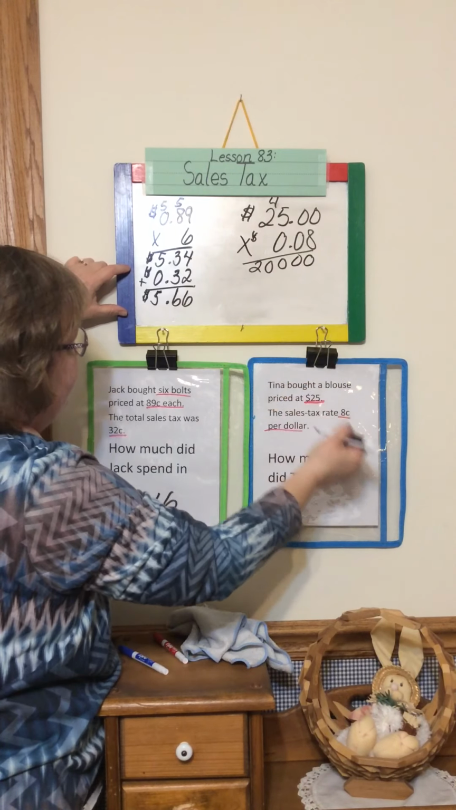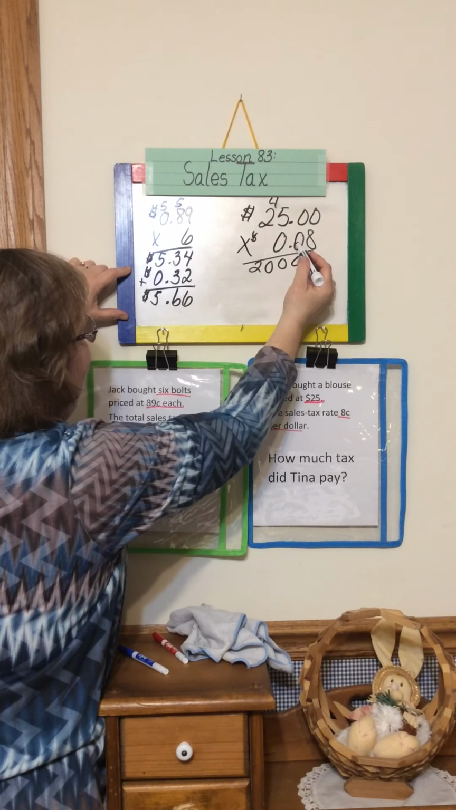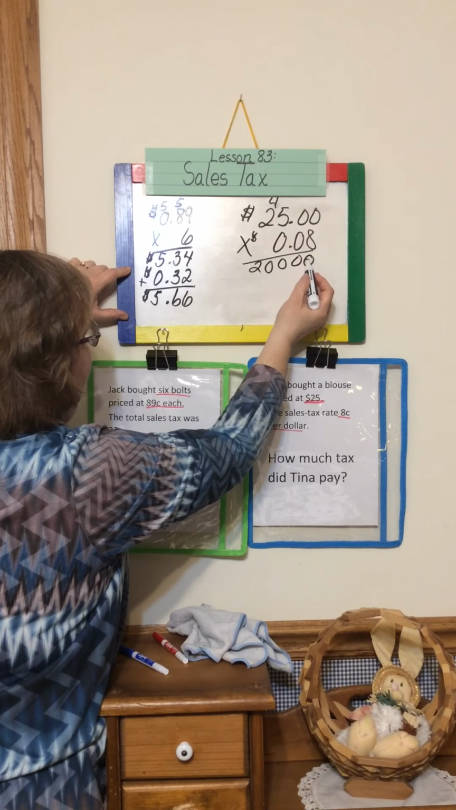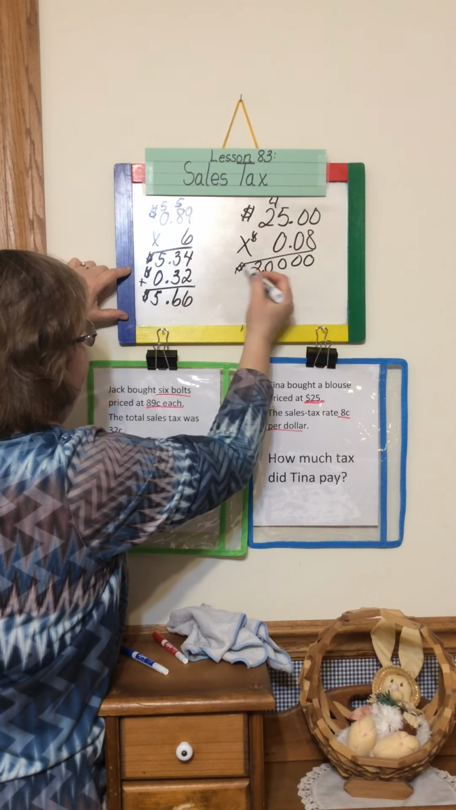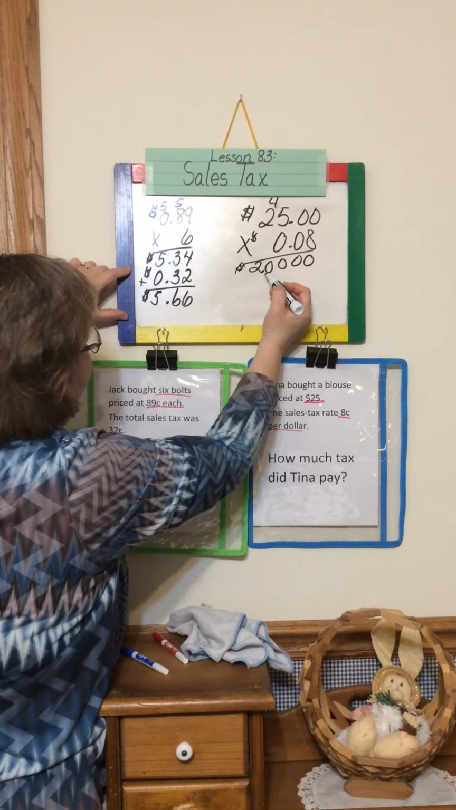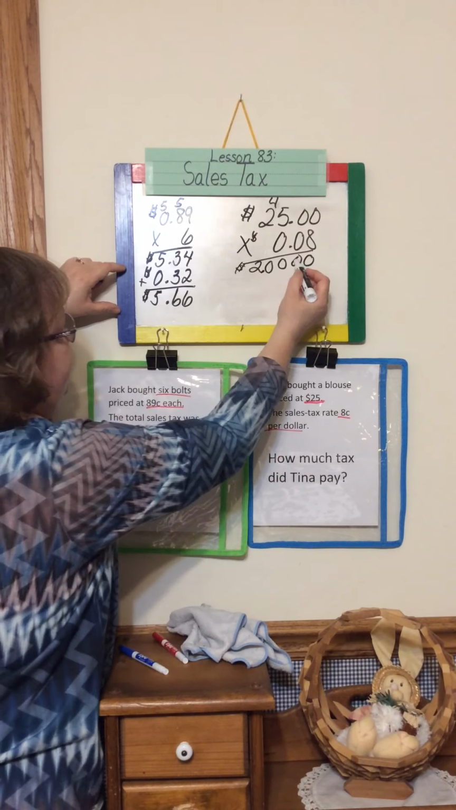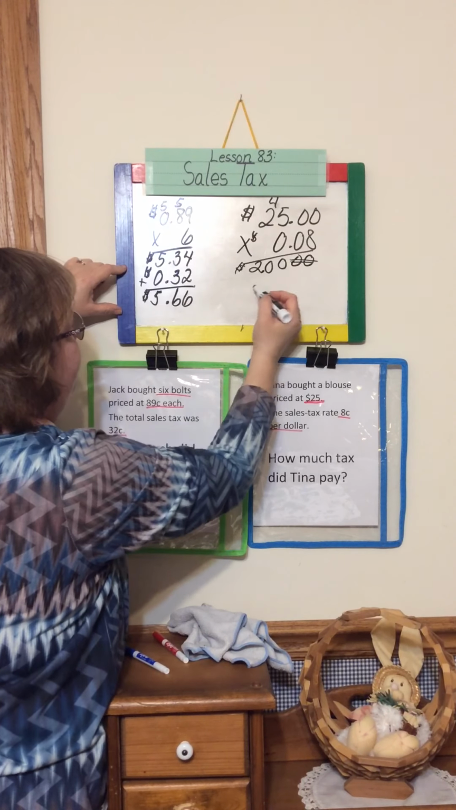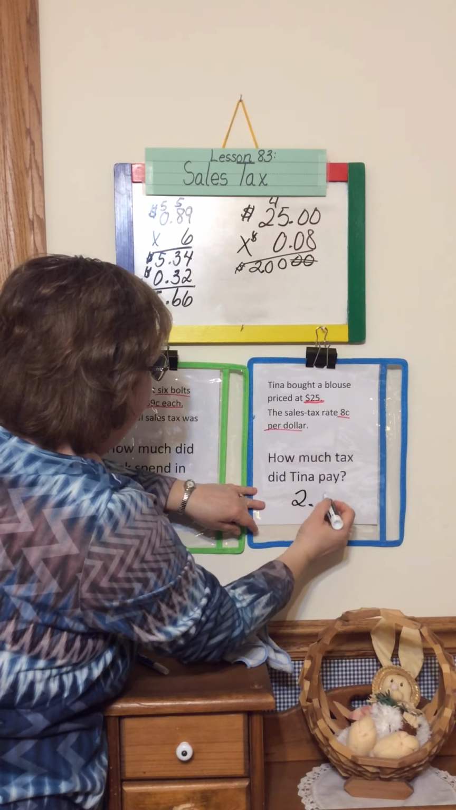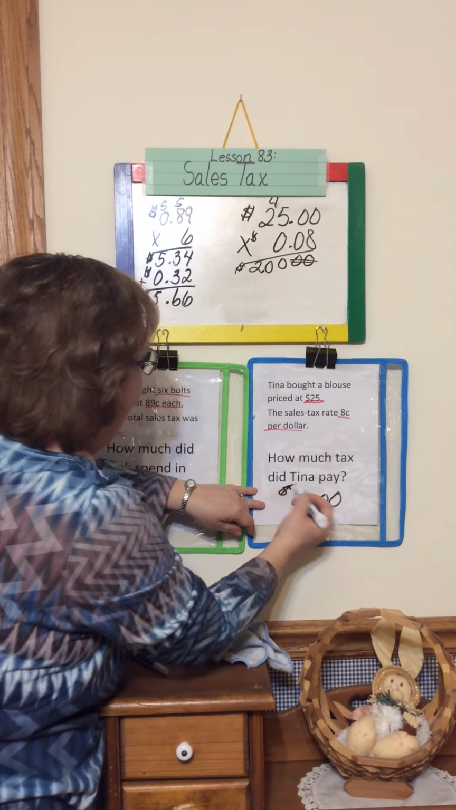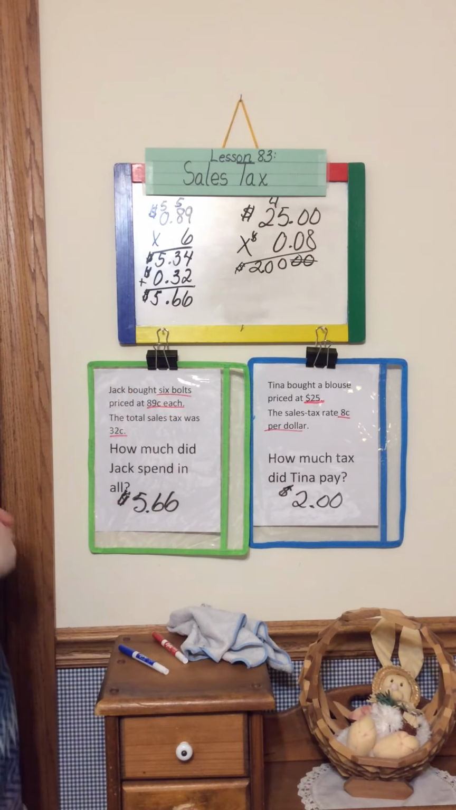So it says, how much tax did Tina pay? We have 1, 2, 3, 4 decimal places here. So we're going to go over 1, 2, 3, 4. That's where our decimal point is. And then, of course, we only have 2 decimal places in dollars. So we're going to take these right off. Otherwise, we would round. And she actually paid $2 for taxes. So the total that she actually would have paid for that $25 blouse would have been $27.